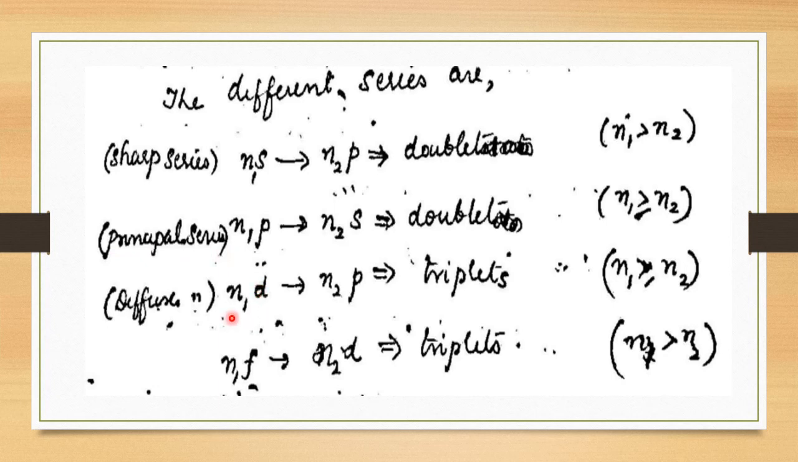Okay. Now from n1 D to n2 P, a D to P transition. Right. So n1 greater than or equal to n2 is possible. So we get triplet states. That spectral series is called the diffuse series. Similarly, from F to D, n1 F to n2 D, they form triplet states. When n1 is greater than n2, we get the triplet states.